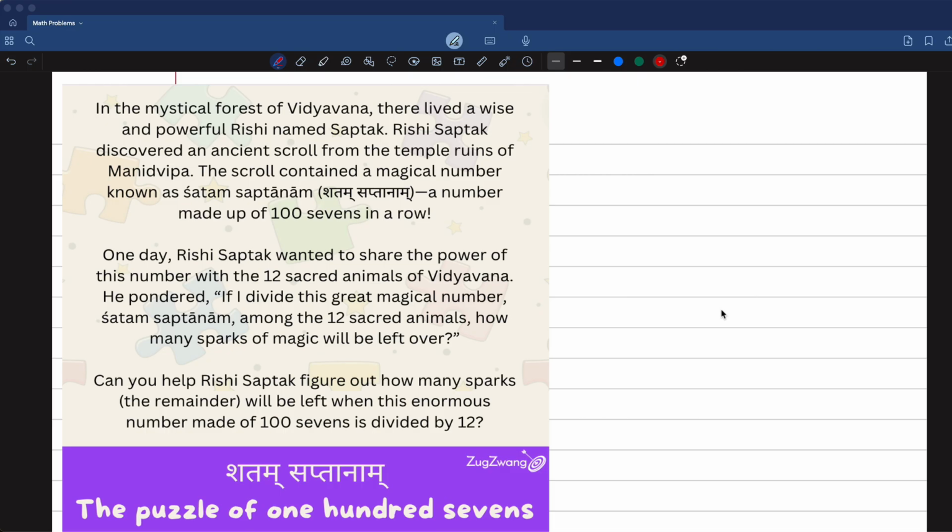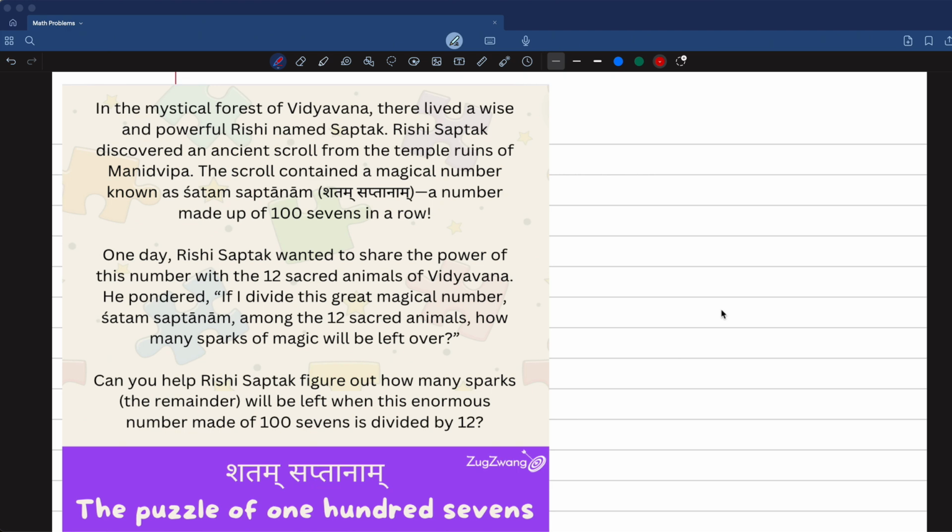In the mystical forest of Vidyavana, there lived a wise and powerful rishi named Saptak. Rishi Saptak discovered an ancient scroll from the temple ruins of Manidvipa. The scroll contained a magical number known as Shatam Saptana, a number made of 100 sevens in a row. That's right, 100 sevens in a row.